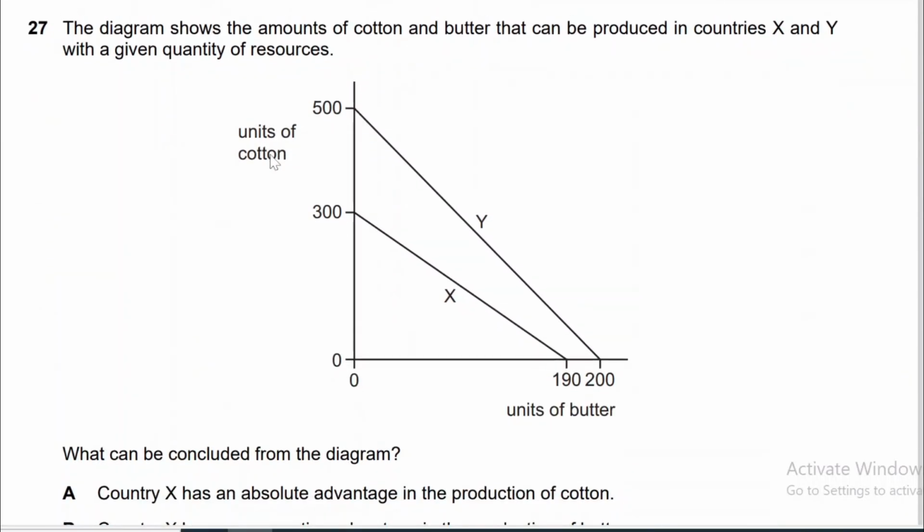Question number 27. The diagram shows the amount of cotton and butter that can be produced in countries X and Y with the given quantity of resources. So this is the PPC of X and this is the PPC of Y.